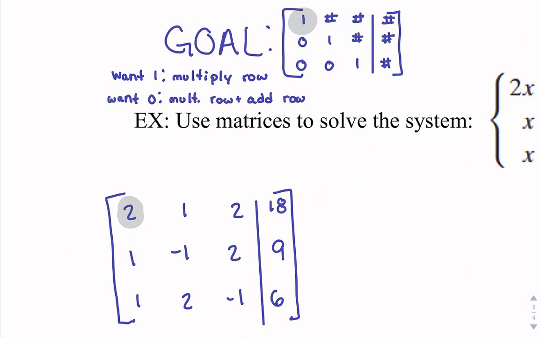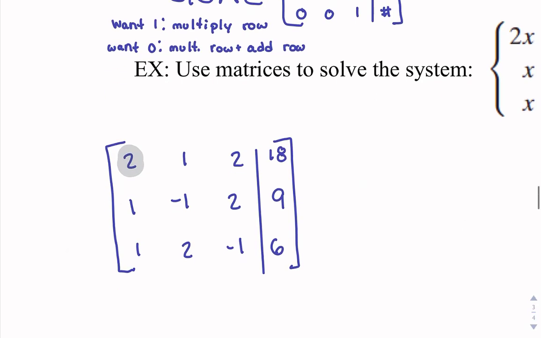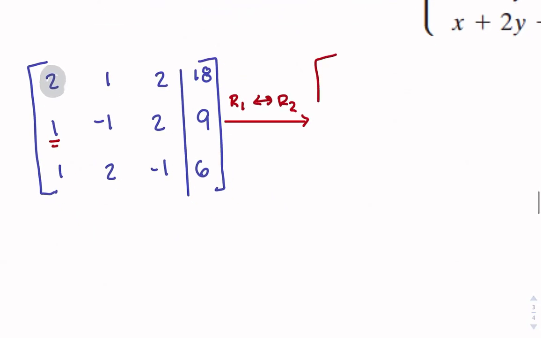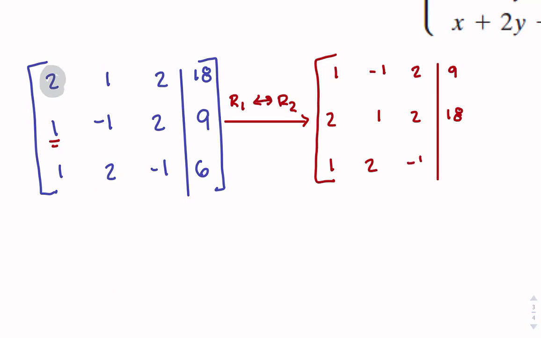Remember, the easiest way to do this is if I see a 1 in one of my different rows, I can just switch it. I notice in row 2 there's a 1, so I'm going to switch rows 1 and 2. This is my notation to show I'm switching it. Then I'm just going to rewrite it. So this is 1, -1, 2, 9. Now row 2 is 2, 1, 2, 18. Row 3 I did not do anything to, so it stays the same. So I got that done now.